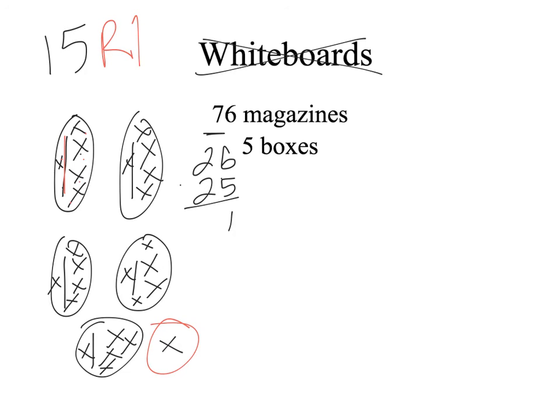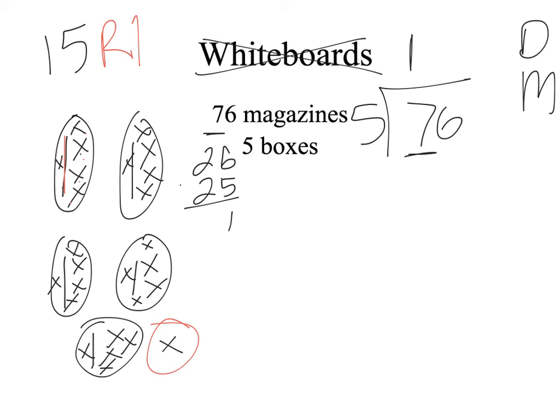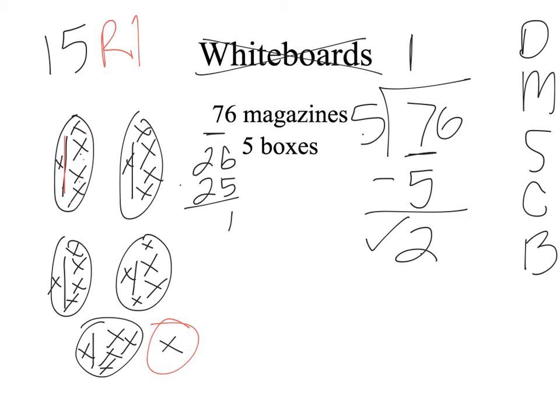Now if I do it the algorithm way, I have 76 divided by 5. So I look here at my tens. So if I have 5 boxes and 7 tens, that means I can put 1 ten in each box. I then multiply, 1 times 5 is 5. Then subtract, 7 minus 5 is 2. Check. Is 2 smaller than 5? It is. Then I bring down the 6 ones that I have not divided out yet.